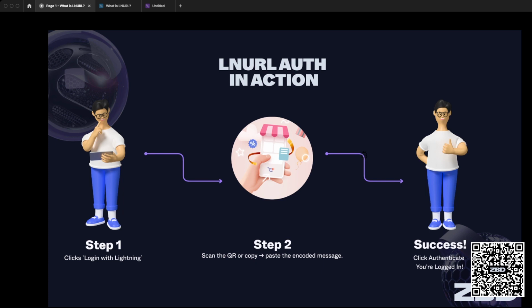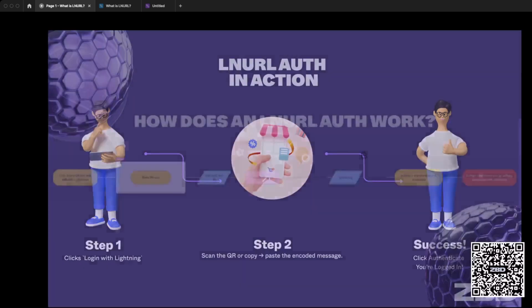And we just talked about this flow. So basically, you click login with Lightning, you scan the QR, or you can copy and paste the encoded message, and then you click authenticate, and then you're logged in. So it's really, really straightforward.